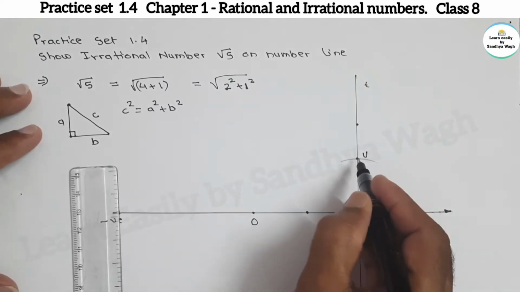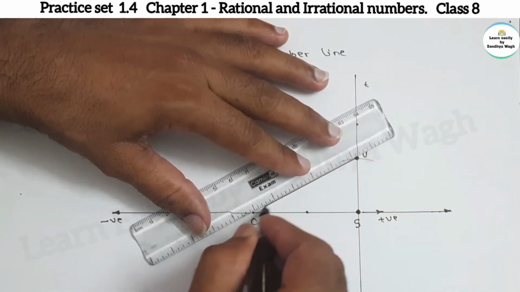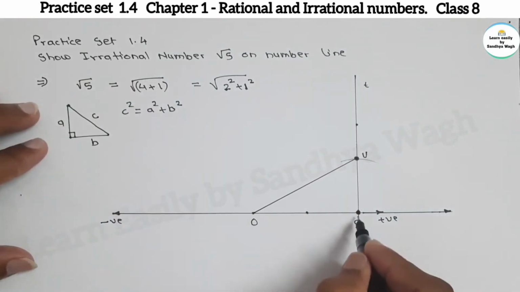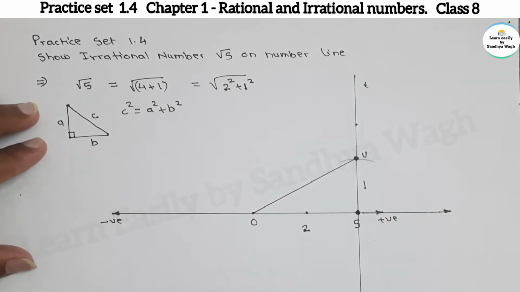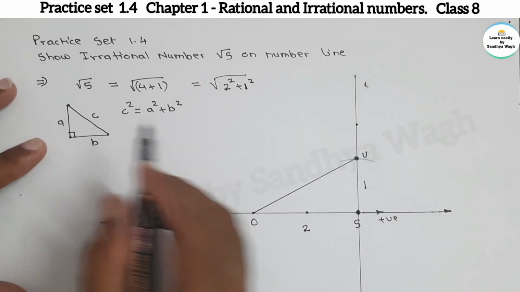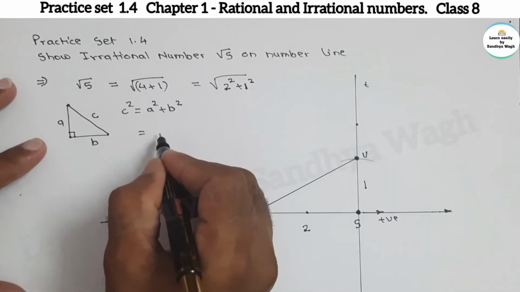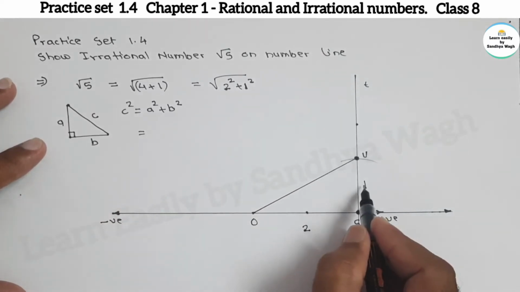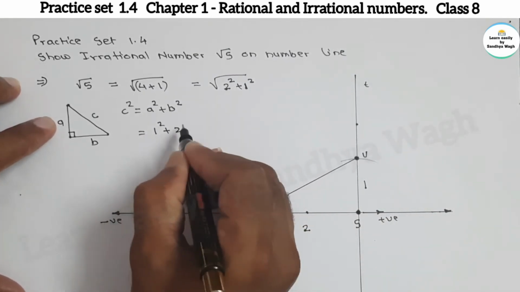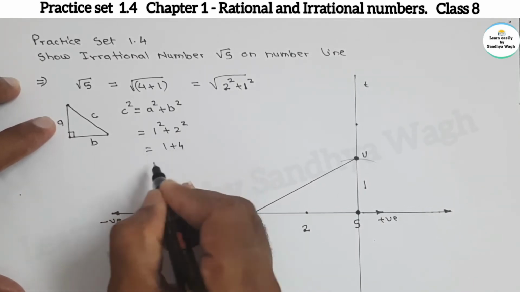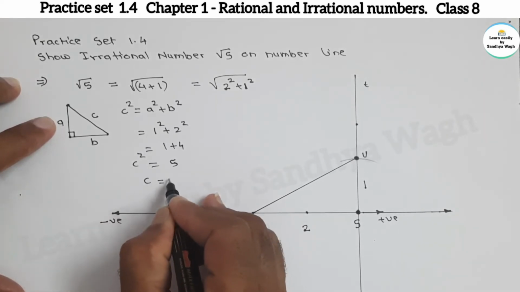Then join this OU. We know this distance is 2 units. This distance is 1 unit. So if we put these values in the Pythagoras theorem, C square equals, A is 1, 1 square plus B is 2 square. We get 1 plus 4, that is 5. C square is 5. So C is equal to root 5.